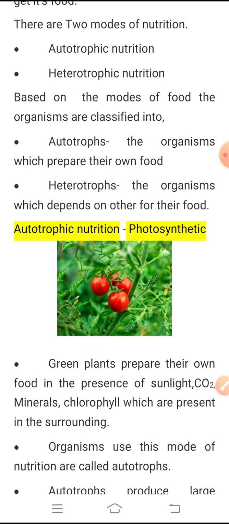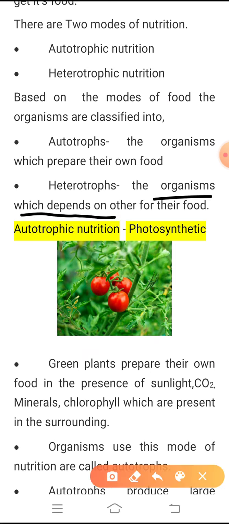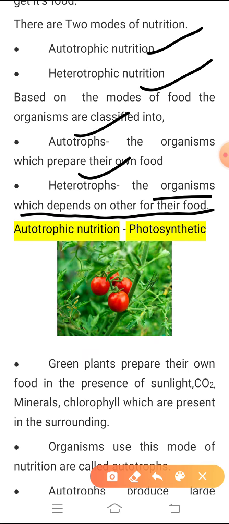Heterotrophs are the organisms which depend on others for their food. Means they cannot prepare their own food, hence they are depending on some other organisms for their food. Fine. So there are two modes of nutrition: one is autotrophic nutrition, the other is heterotrophic nutrition, and based on these, the organisms are classified into autotrophs and heterotrophs. What are autotrophs? Autotrophs are the organisms which prepare their own food. Then heterotrophs are the organisms which depend on others for their food.